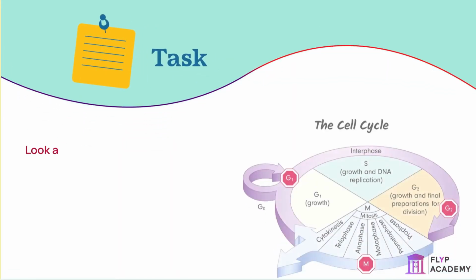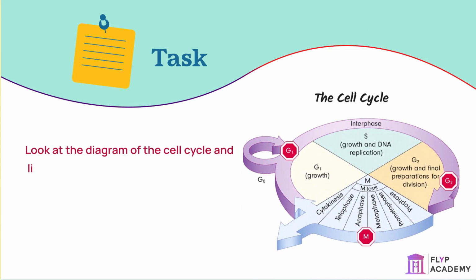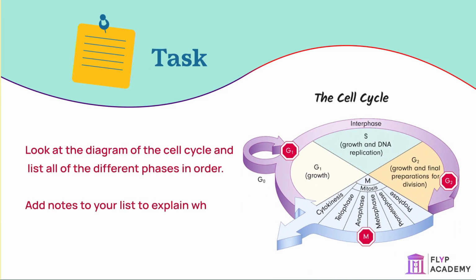The cell cycle. Task: look at the diagram of the cell cycle and list all of the different phases in order. Add notes to your list to explain what is happening.